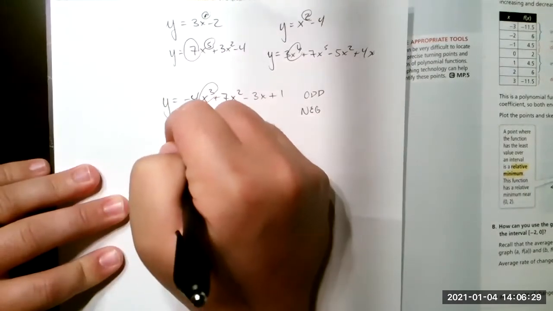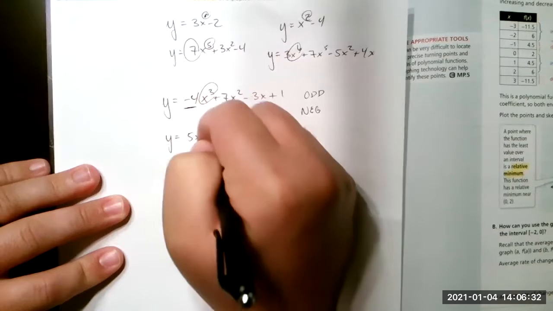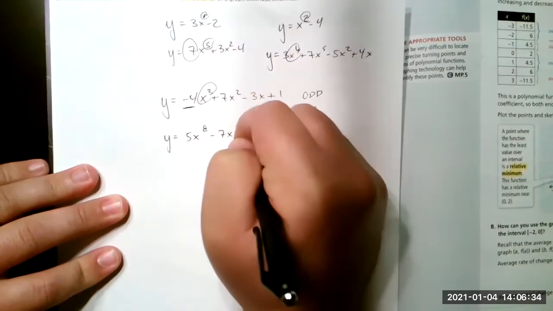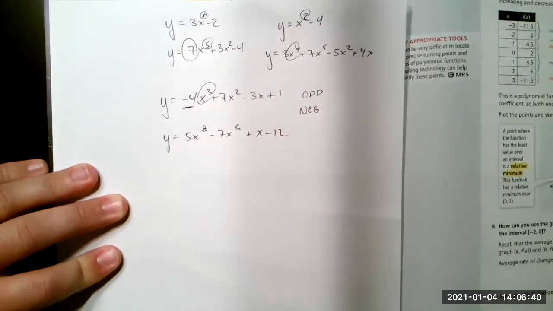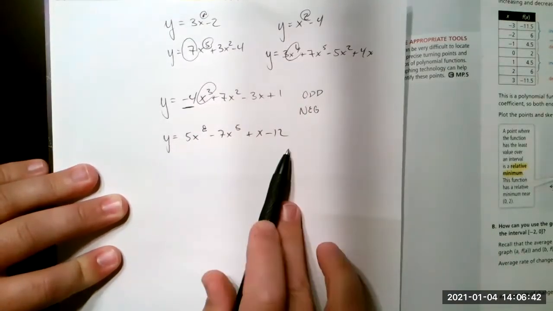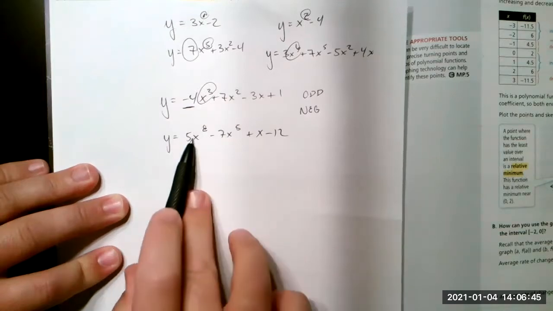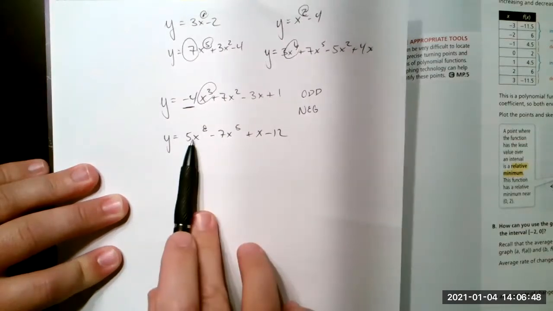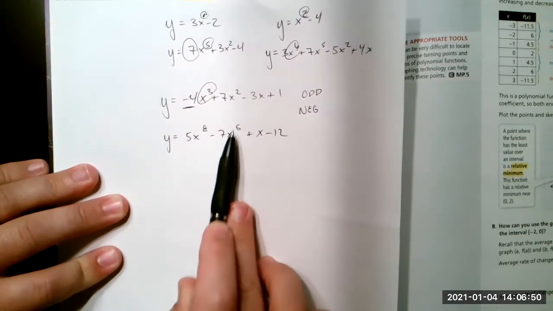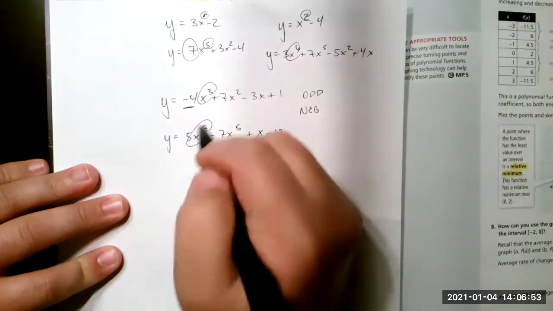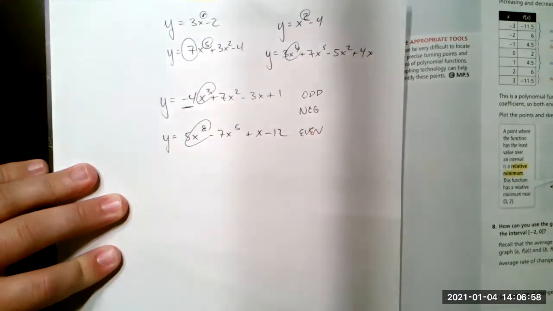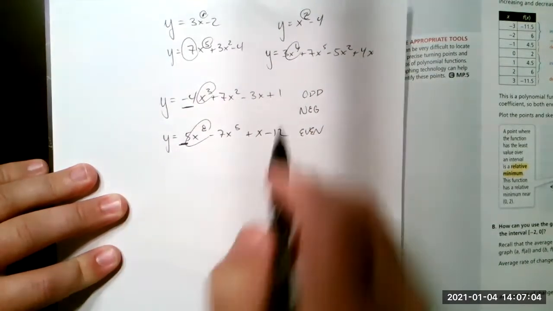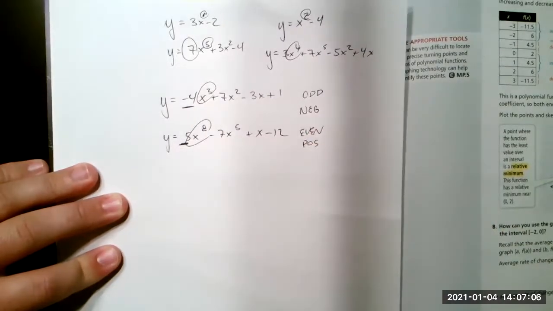Y equals 5x to the 8th minus 7x to the 5th plus x minus 12, right? Again, you're looking through all these terms because it's not always going to be in standard form, so you don't always want to take that leading term. But if you look through here, that's x to the 8th, x to the 5th, x to the 1st. So the highest degree variable is right there. 8 is an even number, so this is an even function. And then that leading coefficient is a positive 5, so that's an even positive function.